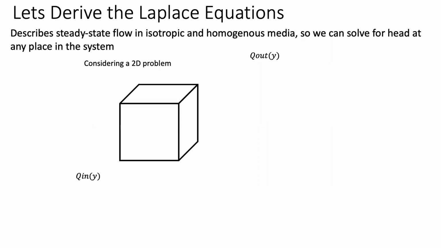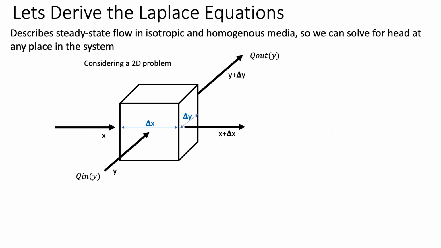So let's consider a 2D problem here. Let's consider that we have flow happening in the X direction, spanning this change in X, and flow occurring in the Y direction, that's the length and change of Y. Now remember, we're talking about a cube, so the change in X and the change in Y are exactly the same, and the change in Z is equal to that as well. So we can take our discharge coming in and our discharge going out.